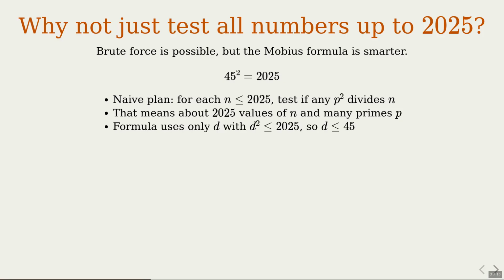Our formula, in contrast, only needs us to consider d values whose squares stay at most 2025. So d runs from 1 to 45. And as we will see next, many of those d values instantly drop out because their Möbius values are 0. This is the payoff of theory. We trade a long, naive list for a much shorter, structured computation.